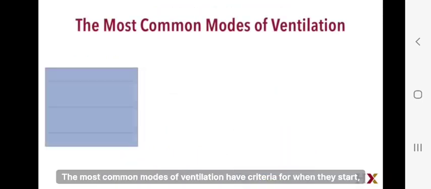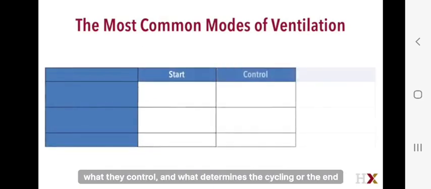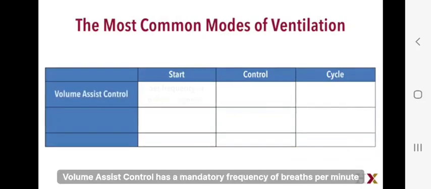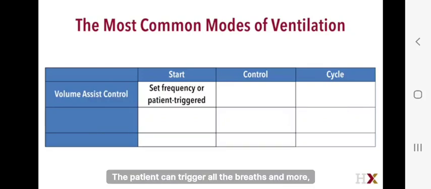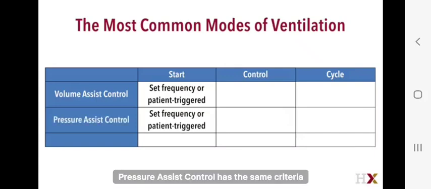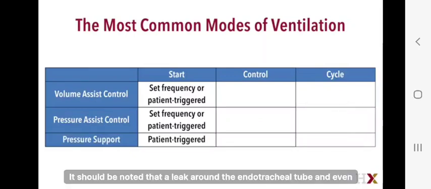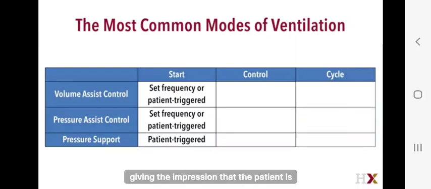The most common modes of ventilation have criteria for when they start, what they control, and what determines the cycling, or the end of the breath that is being delivered. Volume assist control has a mandatory frequency of breaths per minute that is set. The patient can trigger all the breaths and more, but if they lack respiratory drive, the ventilator will provide the minimum set frequency. Pressure assist control has the same criteria for when a breath is delivered. Pressure support, however, requires active effort from the patient as there is no set frequency. It should be noted that a leak around the endotracheal tube and even cardiac oscillations can trigger a ventilator, giving the impression that the patient is breathing when it may not be the case.